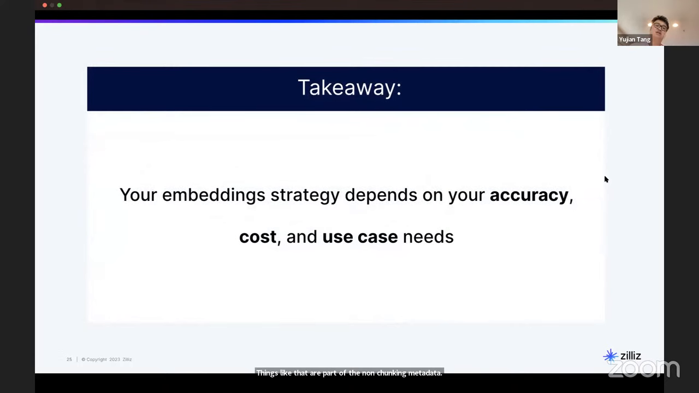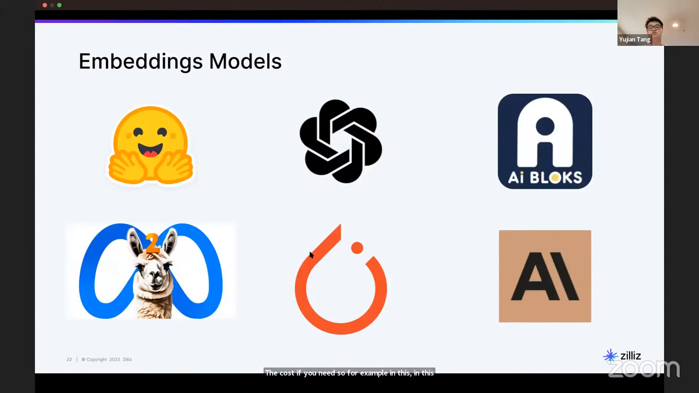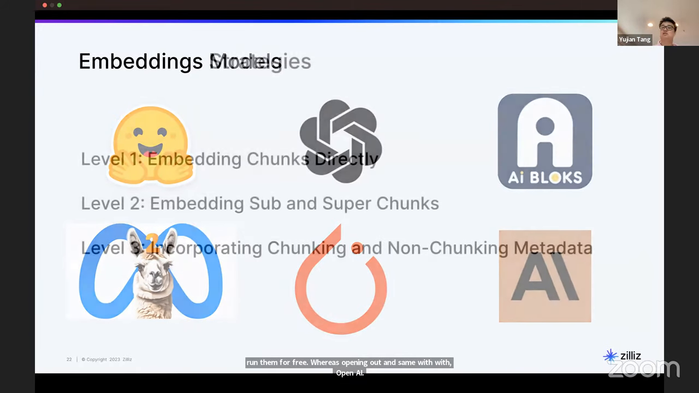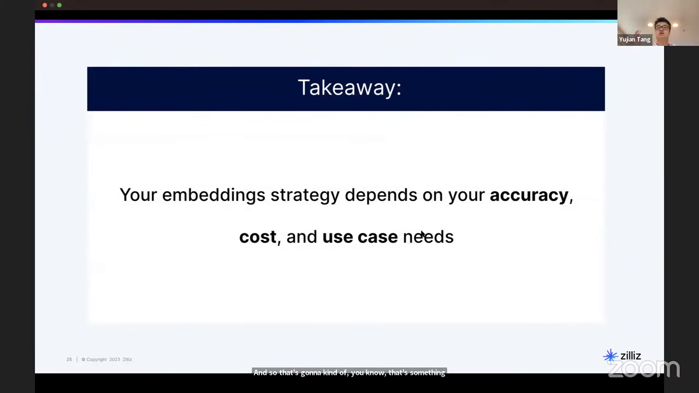Okay, so the takeaway from this section is basically, your embedding strategy is going to depend on the accuracy that you need and the cost. So for example, in this slide here, most of the things from Hugging Face or, sorry, not Claude, PyTorch are free. You can host these on your local machine and just run them for free. Whereas OpenAI, and same with Meta or Anthropic, it's going to cost you a lot of money. That's something you should consider when you're getting these embeddings as well. And the last thing, of course, is your use case. Potentially your use case is the most important piece of how you embed your data.